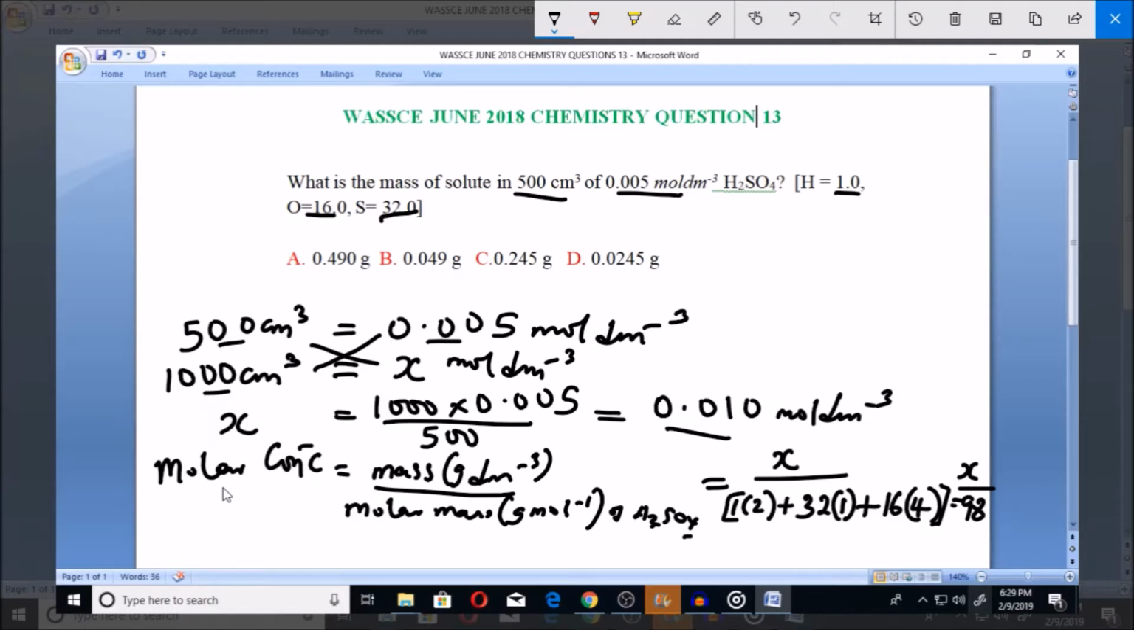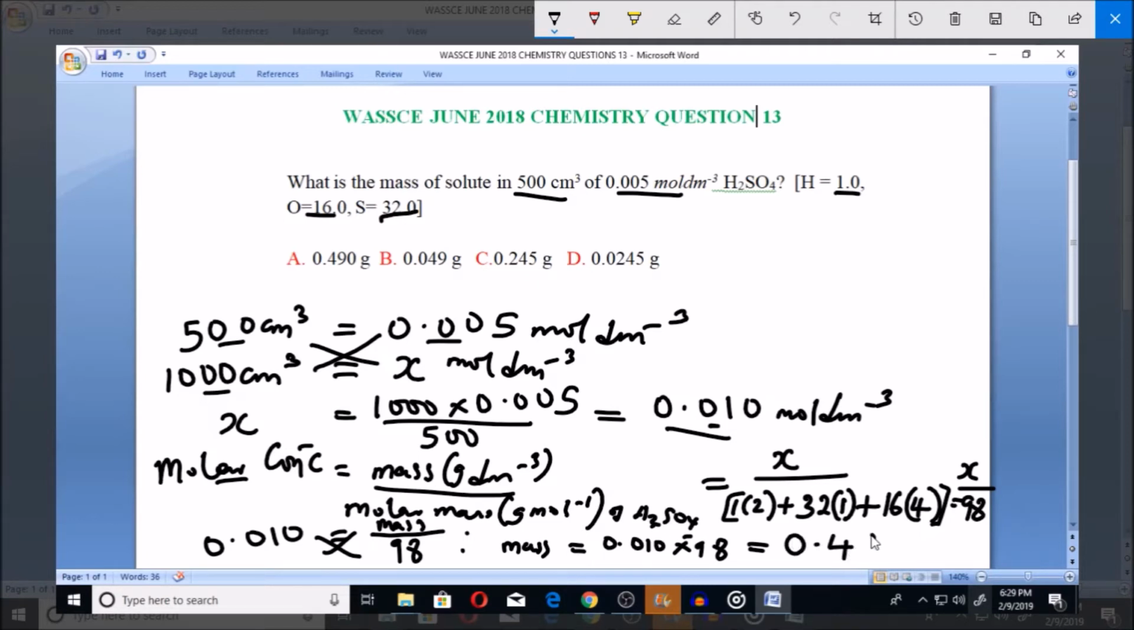So in essence, we have molar concentration. What is molar concentration? Molar concentration is 0.010, which is what we actually got here, and it is equal to the mass, which we don't know, all over 98. So if we cross multiply, we make mass the subject of the formula. Mass is going to be equal to 0.010 times 98. If we do this, we get 0.490 gram, and that is the answer for this problem. So the answer is A, which is 0.490.